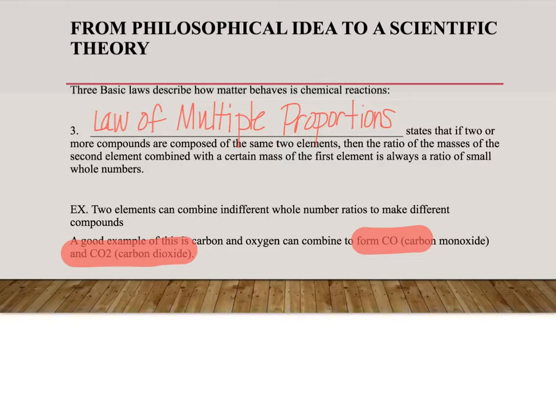Another example is nitrogen and oxygen. It can form, oh gosh, oops, that's still highlighter, sorry about that. It can form N2O4, N2O, we can just do NO, it can do N2O5. There is a variety of compounds that it can form, and so those are good examples of the law of multiple proportions.